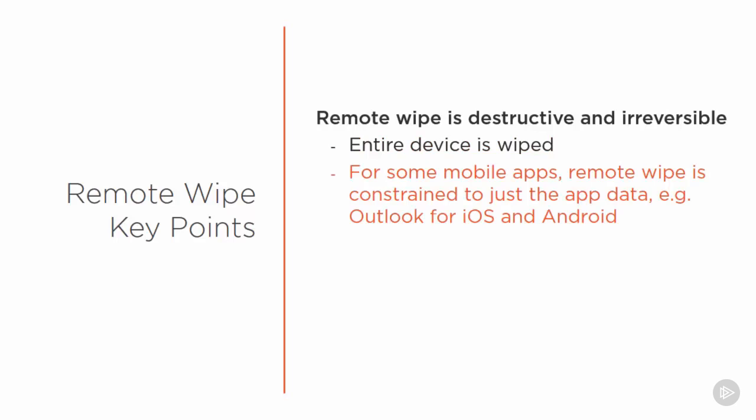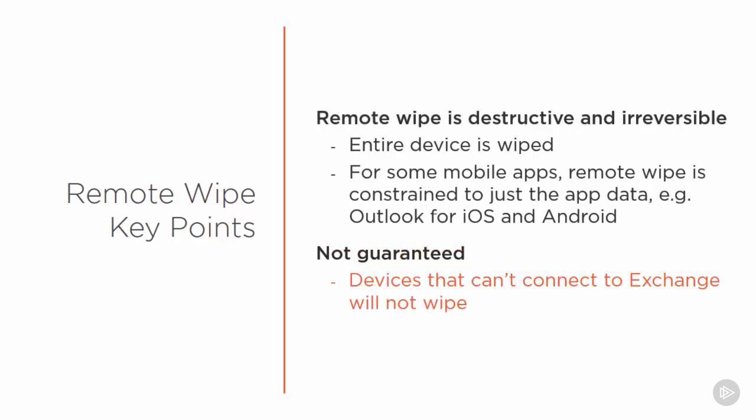If they are using a mobile application instead of the native mail application on their iPhone or Android device, then the remote wipe is constrained to just that app data. And Outlook for iOS and Android is a good example of that. So the rest of the data on the phone will remain untouched. It's also important to remember that remote wipes are not guaranteed. Even if you issue a remote wipe request, it's not necessarily going to be successful. Devices that can't connect to Exchange will not see that remote wipe request, so they'll never actually perform that remote wipe.